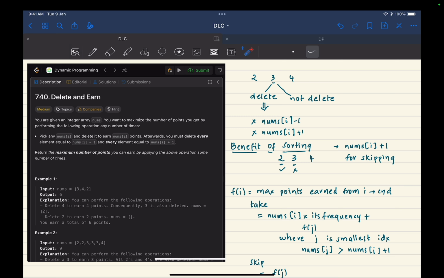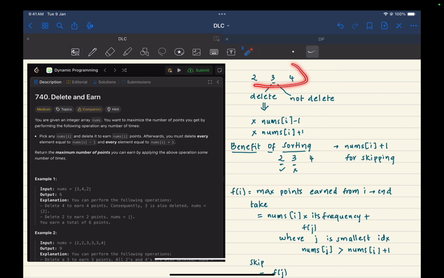Okay, so let's say these are the nums we have been provided. At any given index we have two options, either to delete a particular element and earn those points or not to delete it. We have two choices. Let's say if I choose to delete the particular element, that means I cannot delete the numbers which are equal to these values. Okay, so let's try to sort this.